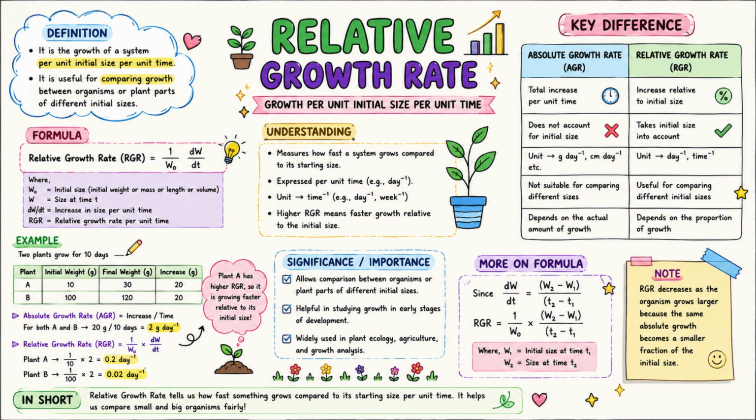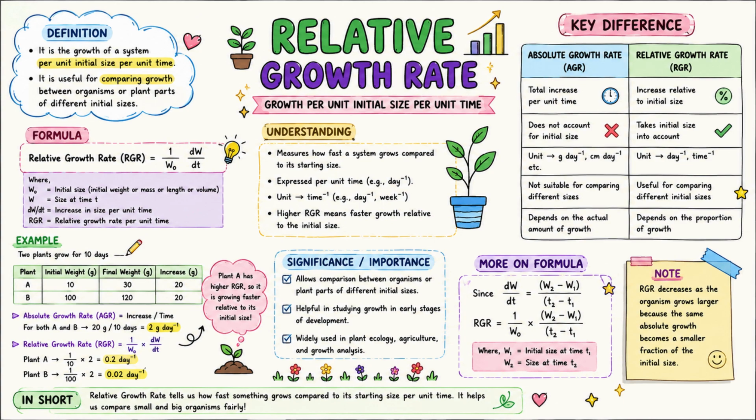Relative growth rate means how much a plant grows compared with its original size in a given amount of time. For example, suppose one plant is 10 centimeters tall and another plant is 100 centimeters tall. If both plants grow by 10 centimeters in 1 week, their absolute growth is the same because both have increased by 10 centimeters. But their relative growth is different.